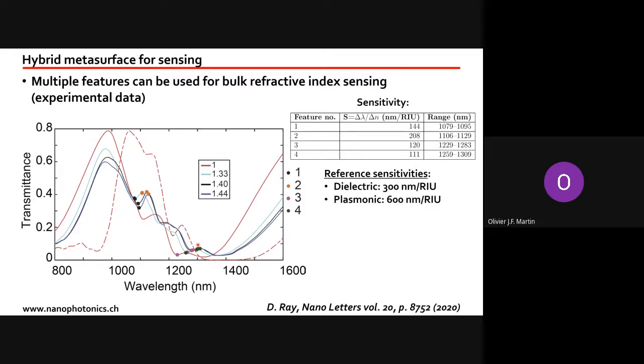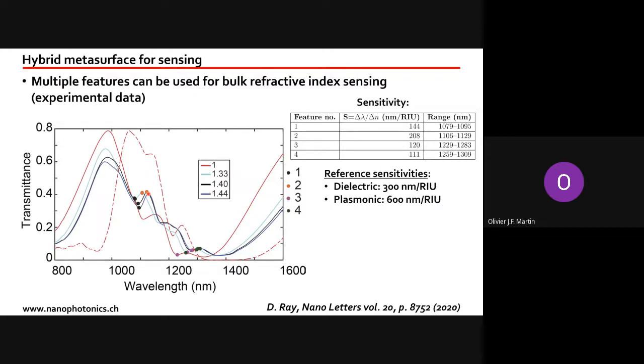What we did was to compare the response of our nanostructures for different backgrounds, which were in red just air, in light blue water, and then we added a little bit of sugar in the water to have another refractive index, so 1.4, 1.44. And you see that as we increase the refractive index of the background, we have a shift of these different modes. And each mode actually shifts a bit differently.